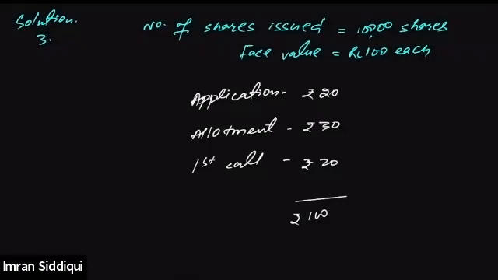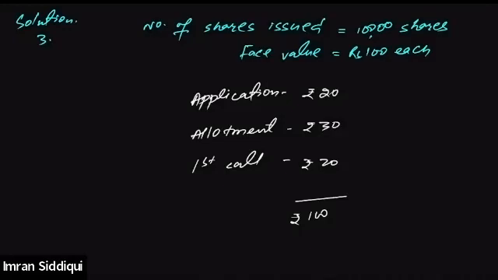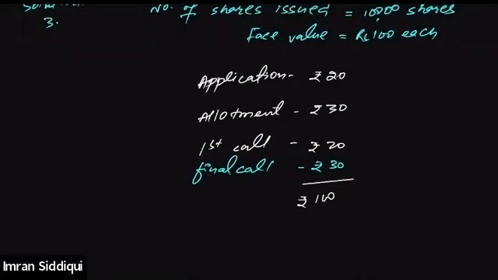And the remaining out of 100. The total value of the share is 100 rupees, remember? So the remaining amount will be how much? 30 plus 20 plus 20, that means the final call, or you can also call it the second call, will be of 30 rupees. Got it? Is that clear? And now we will pass the entries. Please tell me, is this clear? Yes or no? Yes, sir, clear.